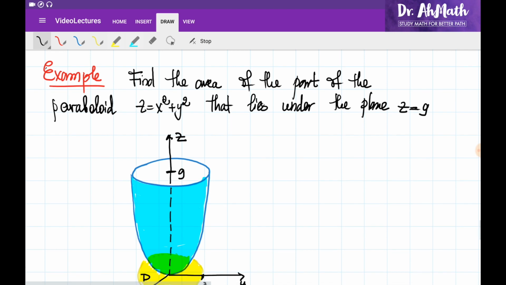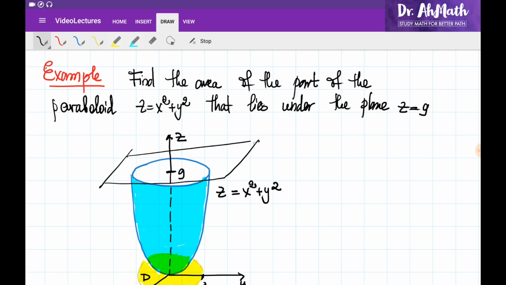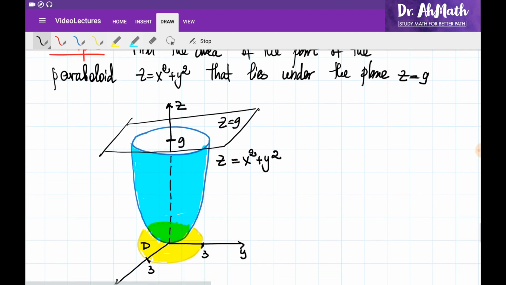Find the area of the part of the paraboloid, which is given with the equation z is equal to x squared plus y squared, that lies under the plane, which is given with the equation z is equal to 9. So this is the plane, z is equal to 9. So we need to find the surface area of the paraboloid under this plane.